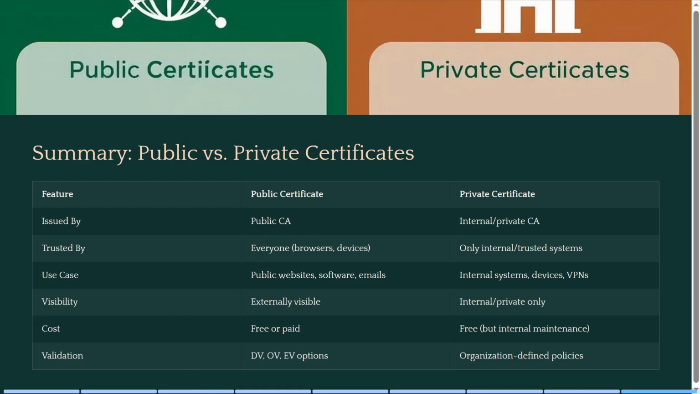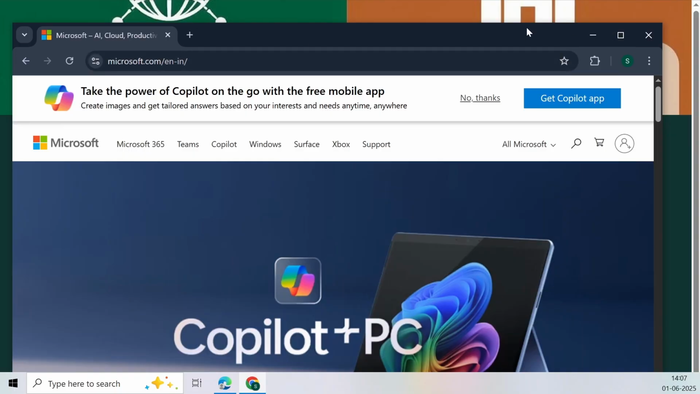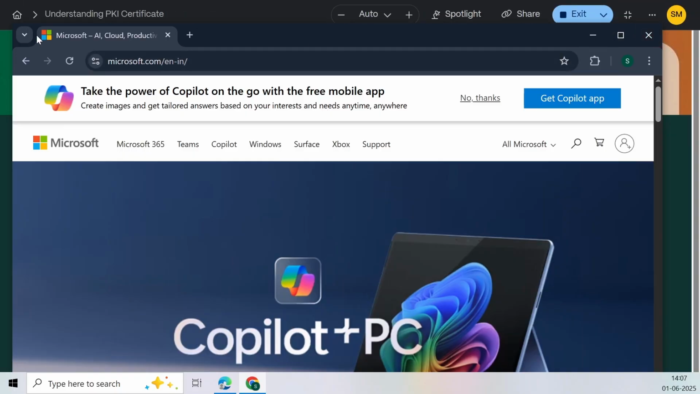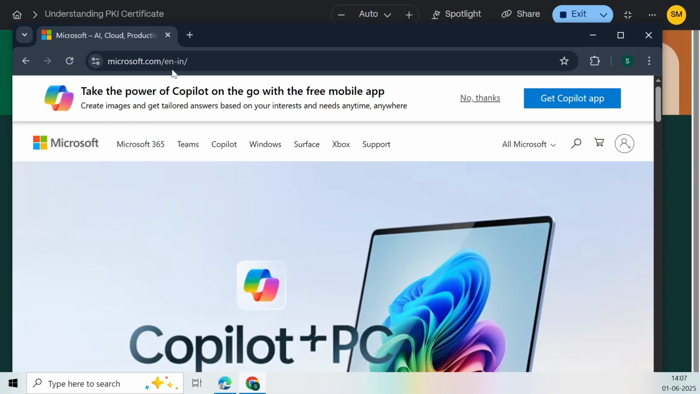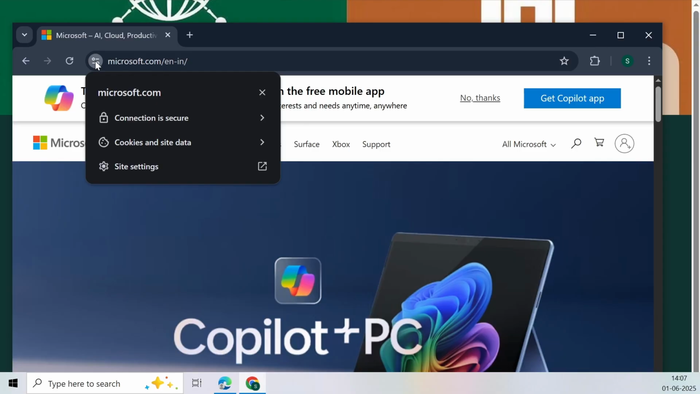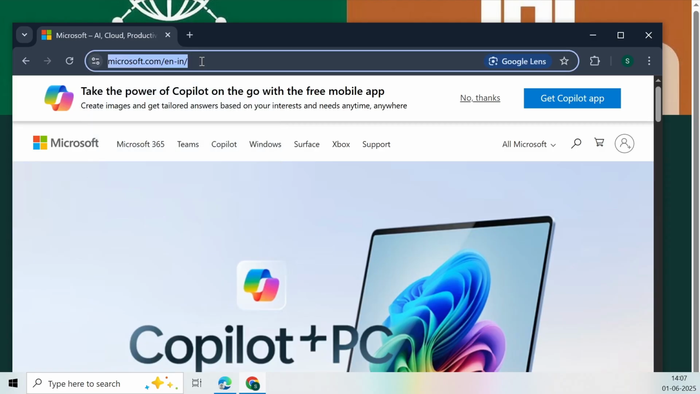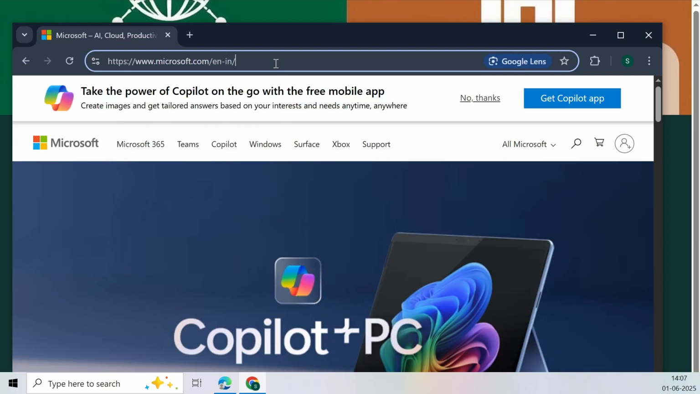Now, as we discussed at the start, we will discuss a live example of a certificate. Okay, so suppose I will just open a site. Okay, now I have opened a site for Microsoft. Now here when I am checking the arrow symbol in our web page, we can see connection is secure. That means this site is HTTPS. Okay, if I check the site, it is HTTPS. That means it's secured.